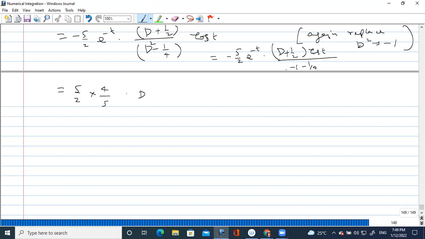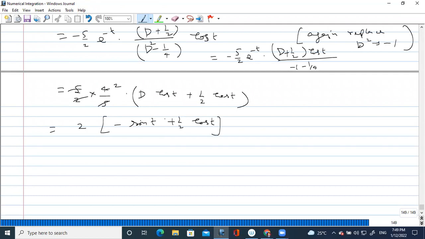And d plus half I can write d into cos t and plus half into cos t. So just you can differentiate it directly. So this 5 to 5 cancel, 4 by 2 will be 2. So 2 into, this is just d by dt. Okay, you can differentiate it. It will become minus sin t and plus half cos t.